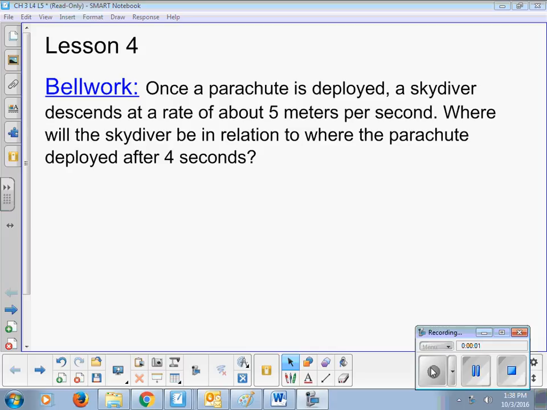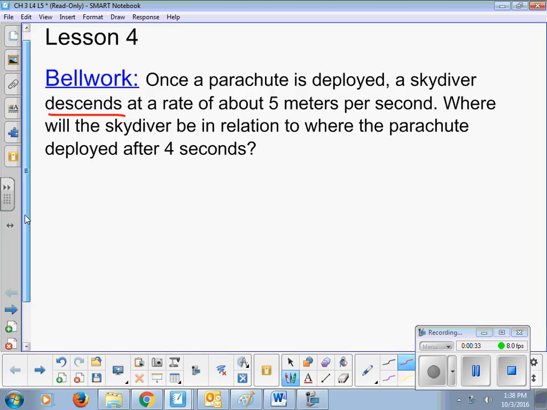So, we are in our guided notes, lesson 4. Today's bell work: Once a parachute is deployed, a skydiver descends at a rate of about 5 meters per second. Where will the skydiver be in relation to where the parachute deployed after 4 seconds? If we look at this, what does it mean when it says descends? Falls down. Yeah, falls down or is going down. So descend means going down or falling.